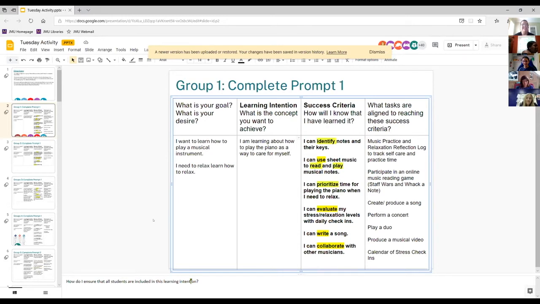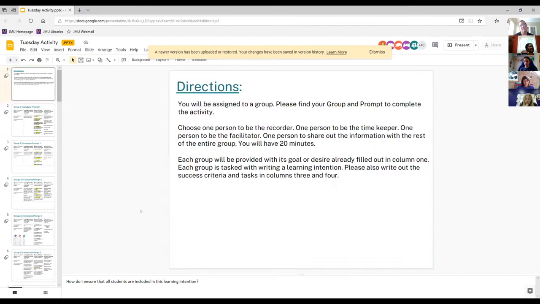Exactly. All right, so what are your tasks? Excellent, guys. So we have a music practice and relaxation reflection log to track self-care and practice time. We'll participate in an online music reading game like Staff Wars and Whack a Note. Create and produce a song, perform a concert, play a duo.